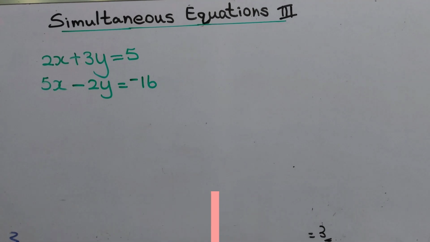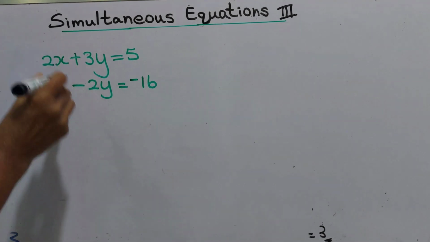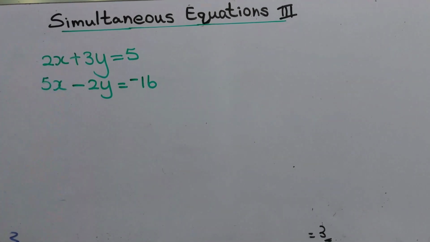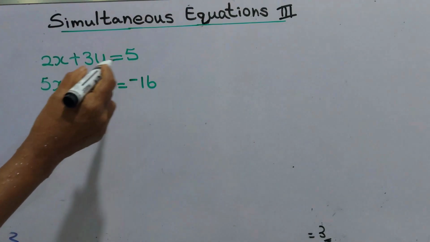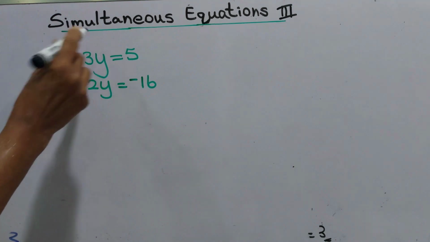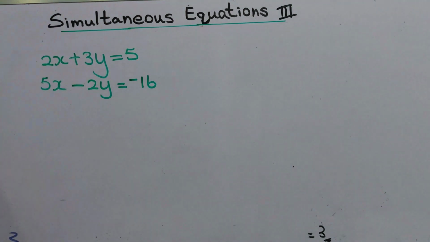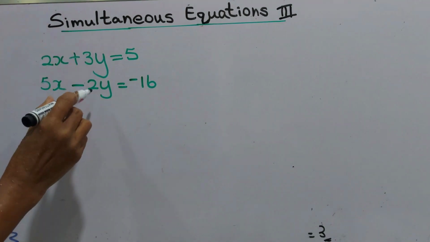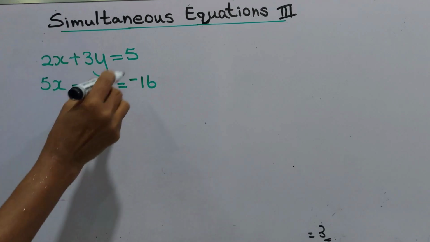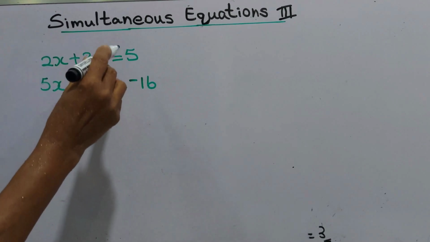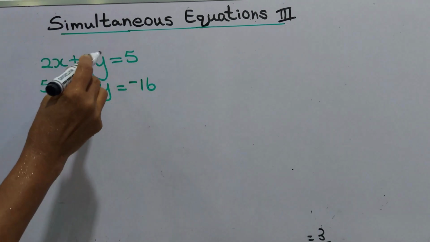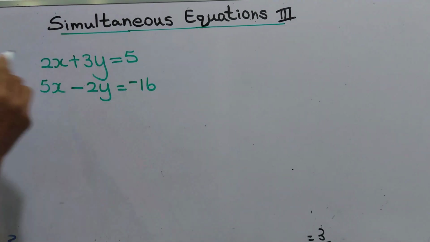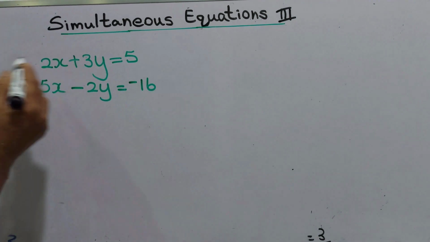We are going to solve these two equations. We call these simultaneous equations because there are two unknowns in these two problems, with two different equations related to each other. Today we are going to use the elimination method.